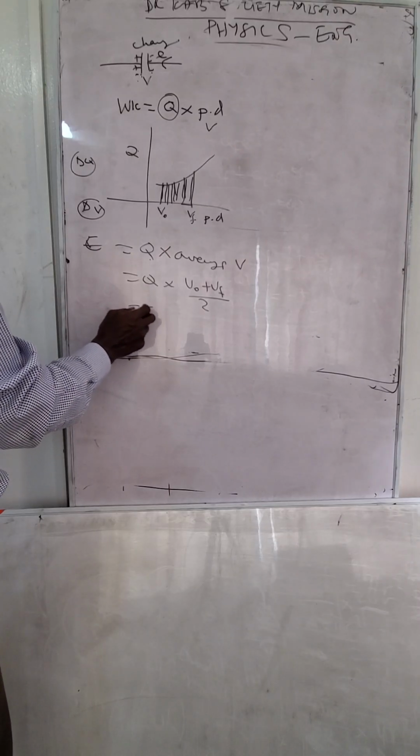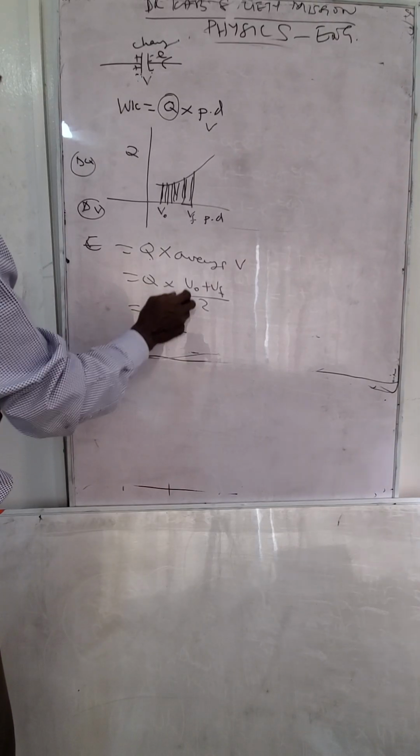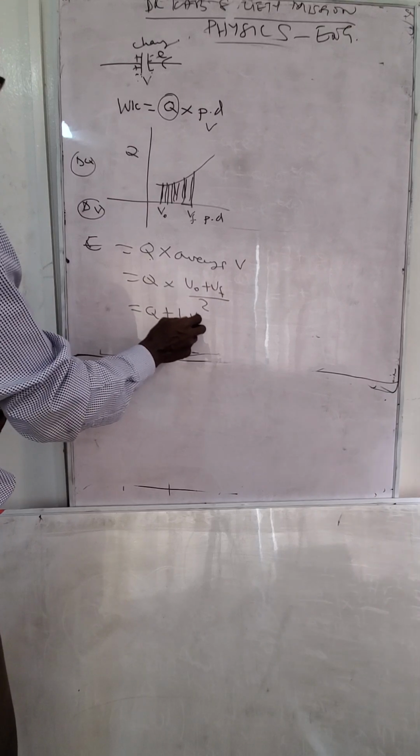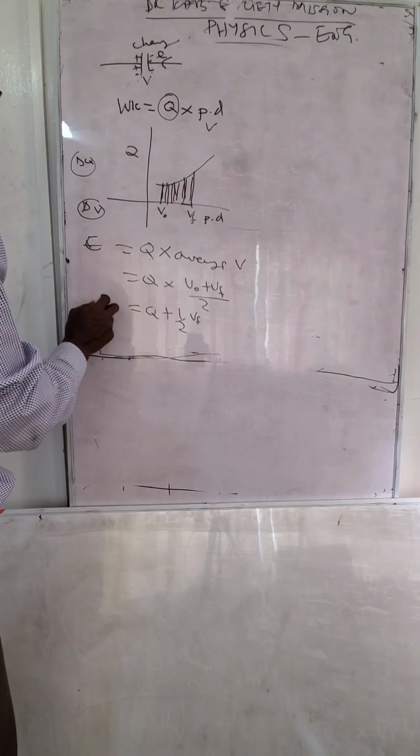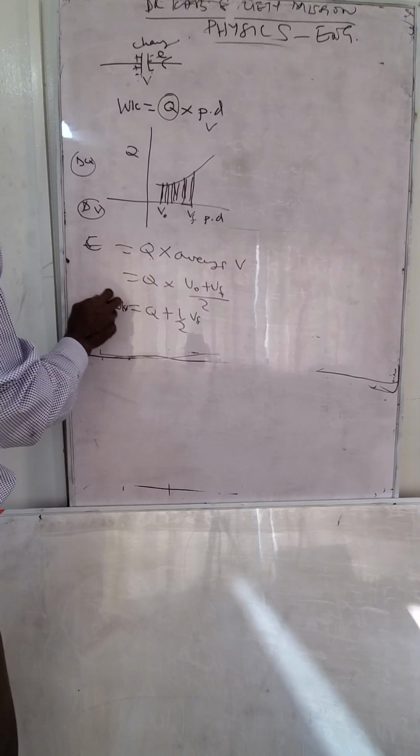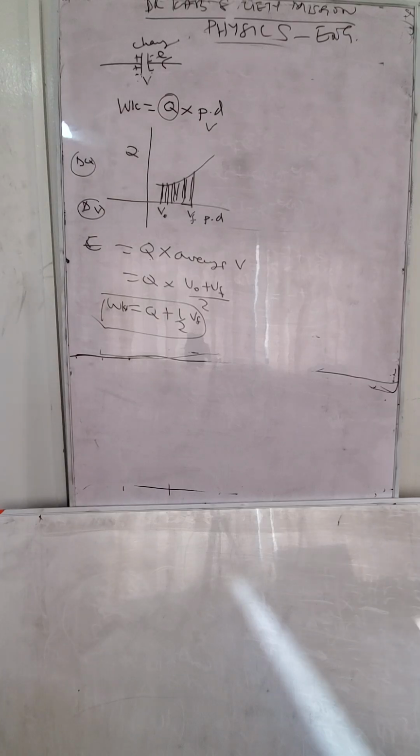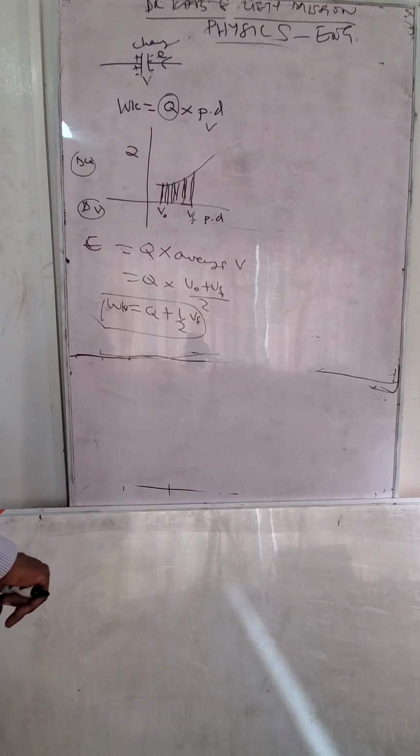So we're going to get Q times half, since the initial voltage is 0, half of V final. So this is the work done, the energy stored in the capacitor. This is the final charge that we have. Right, so that is that.